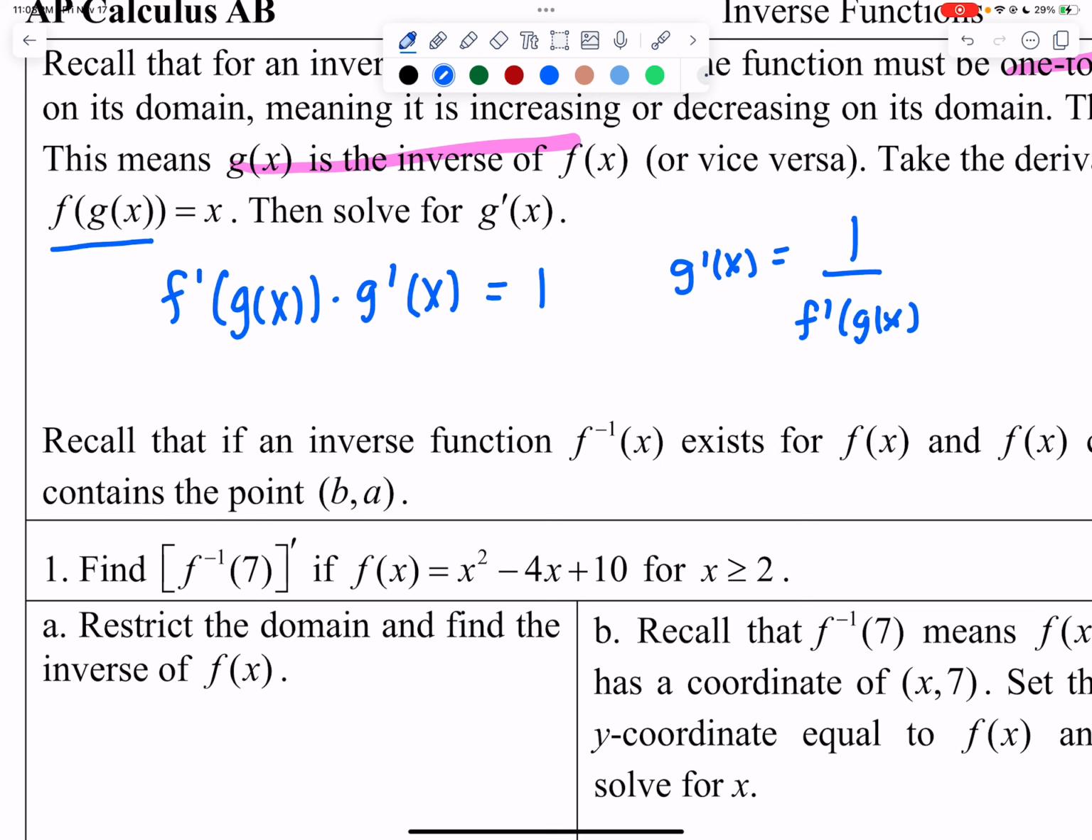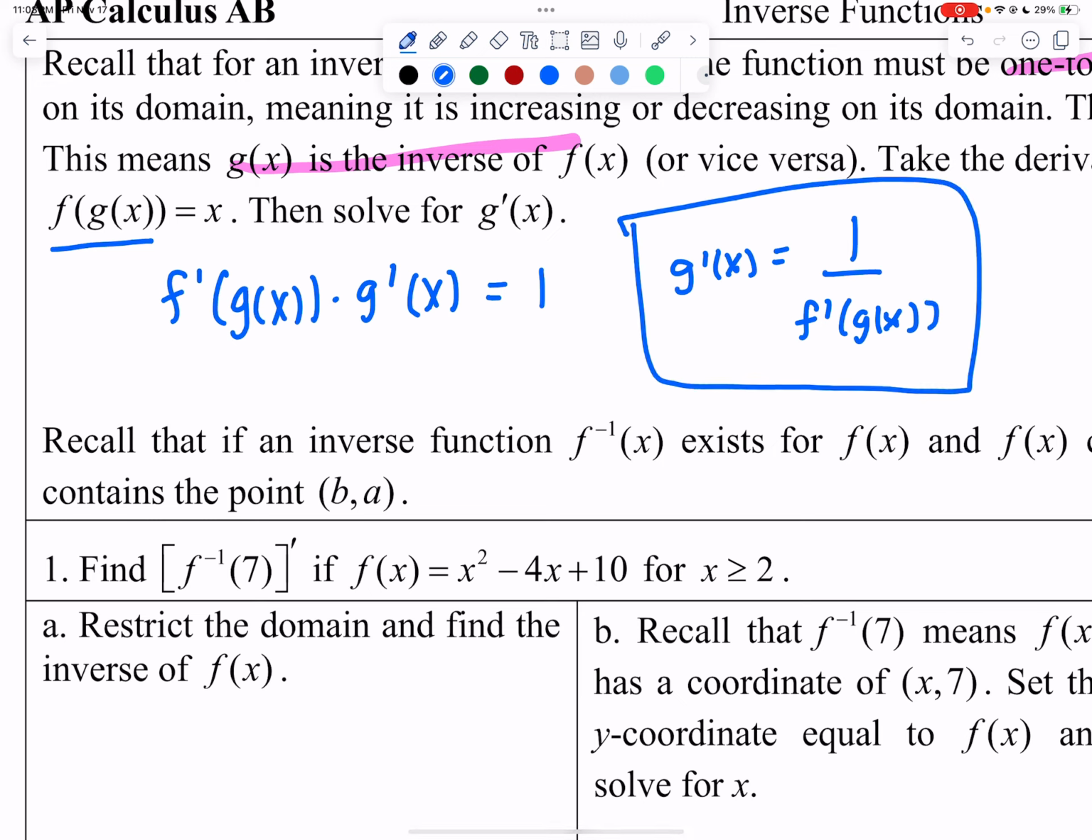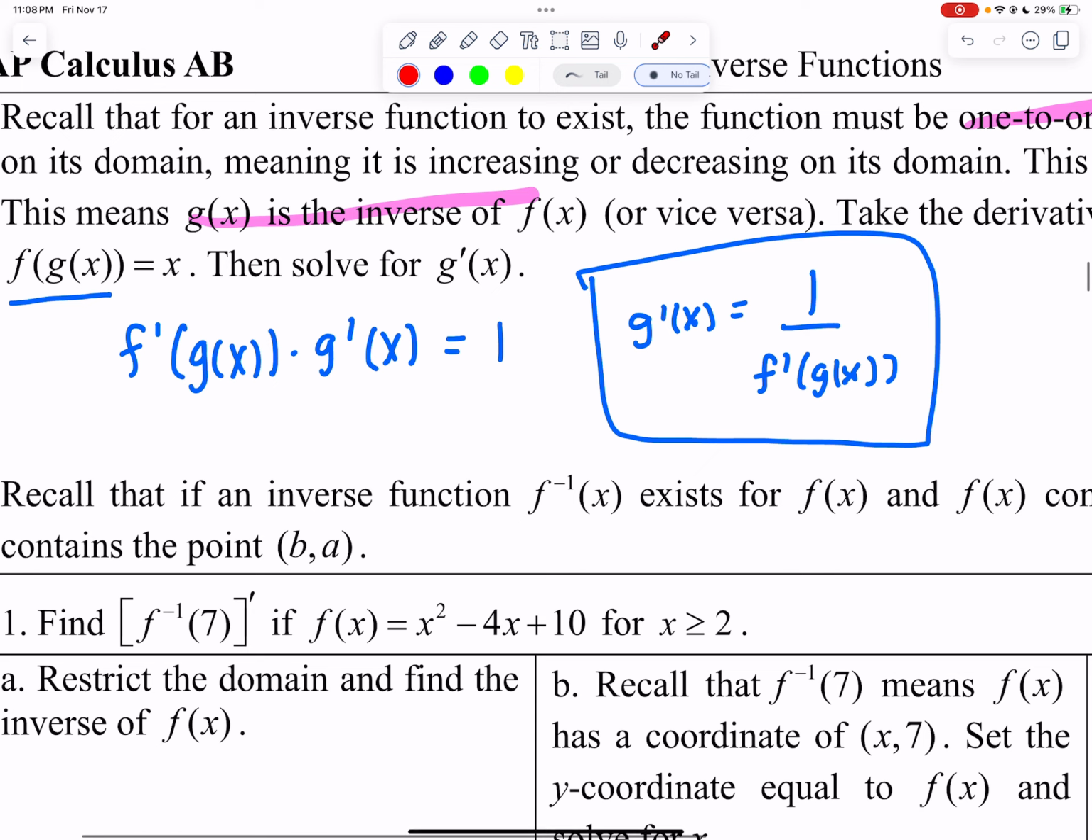Now, the reason why I did that is to show you that this right here is going to be the inverse derivative. Because remember that if g of x is the inverse of f of x, then g prime of x right here represents the derivative of the inverse. So the derivative of the inverse is going to be equal to 1 over f prime of g of x.